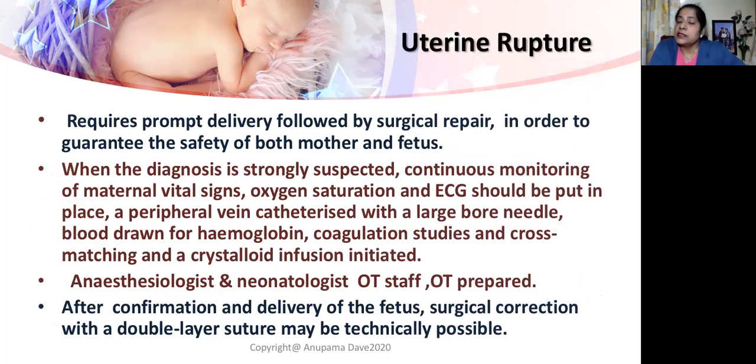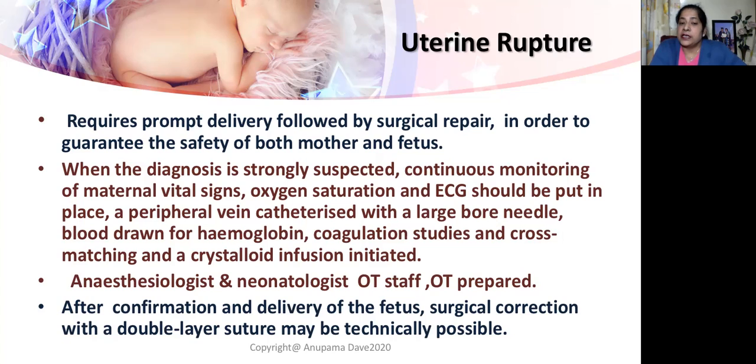Another condition is uterine rupture. This requires prompt delivery followed by surgical repair in order to guarantee safety for both the mother and the fetus. When the diagnosis is strongly suspected, again, continuous monitoring of maternal vitals, oxygen saturation, and ECG, infusion through a large bore needle, blood being drawn for hemoglobin and coagulation studies. OT should be alerted and should be prepared.